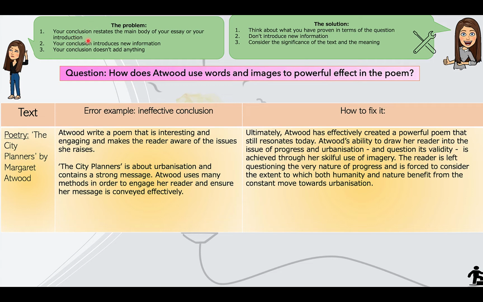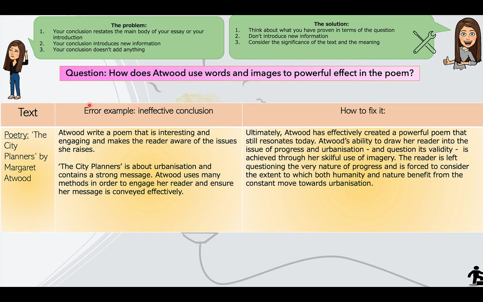So what are the problems? Sometimes your conclusion restates the main body of your essay or your introduction, so it's just a repetition. Or your conclusion introduces new information, which it shouldn't do. Any new information should be in the main body of your essay. Or your conclusion doesn't really add anything at all and it seems a little bit irrelevant.